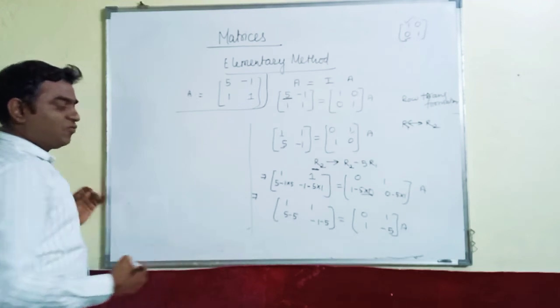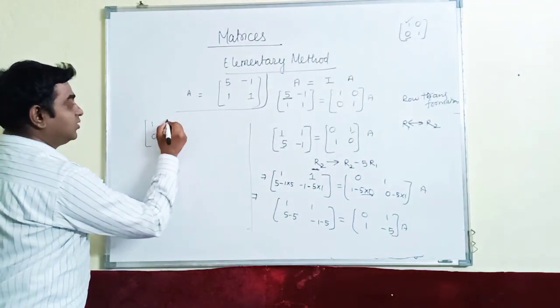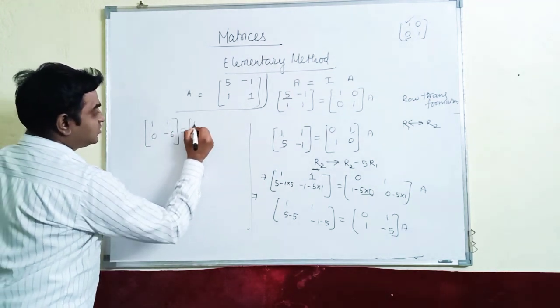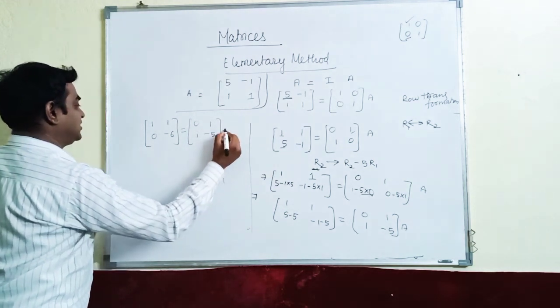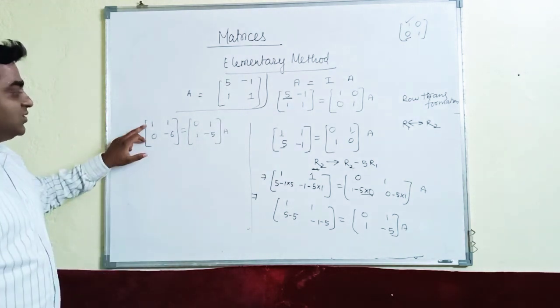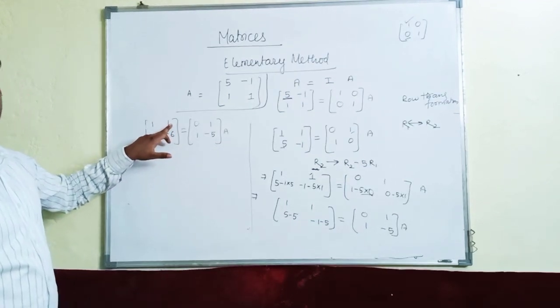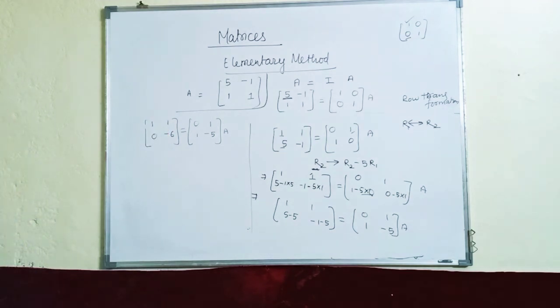Now go for next one. This is the form 1, 0, 1, minus 6. Here 0, 1, 1, minus 5, this one is A. Here 1, 0 is here, but what we have to do, this must be 1. How we will make it 1? It is a challenge. How we will do? Just think for it once I clear your doubt.